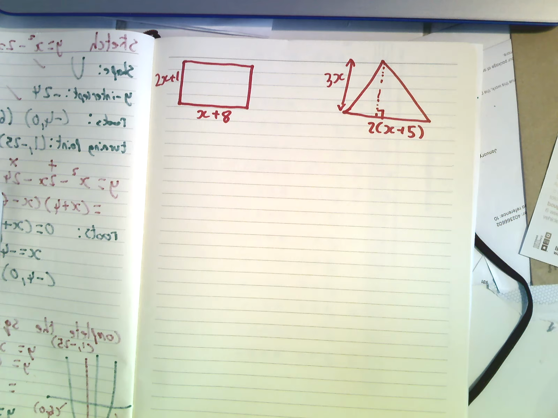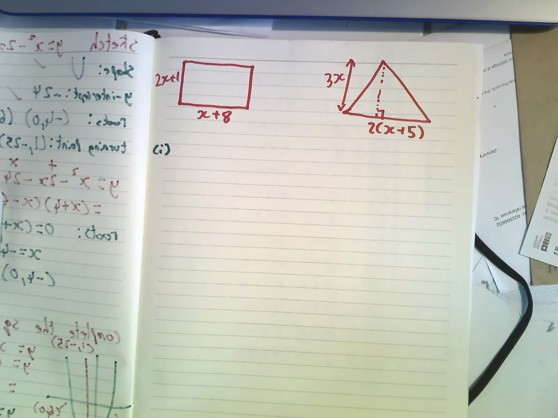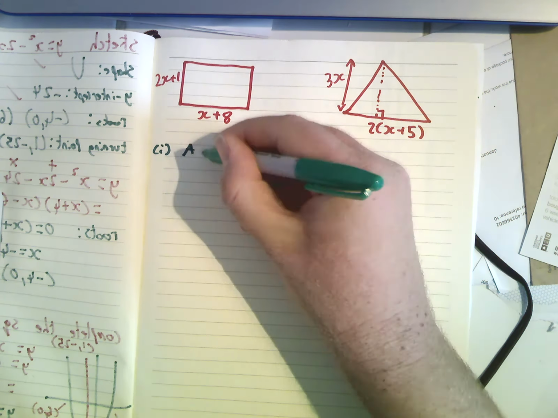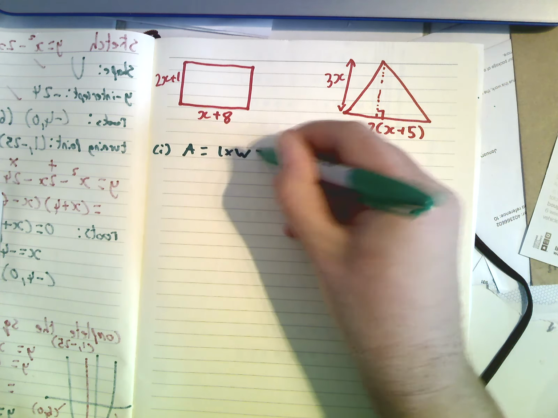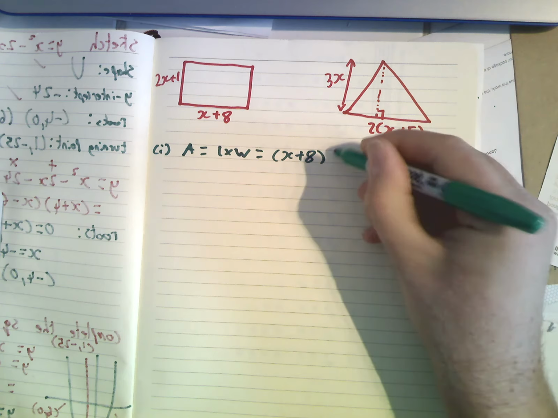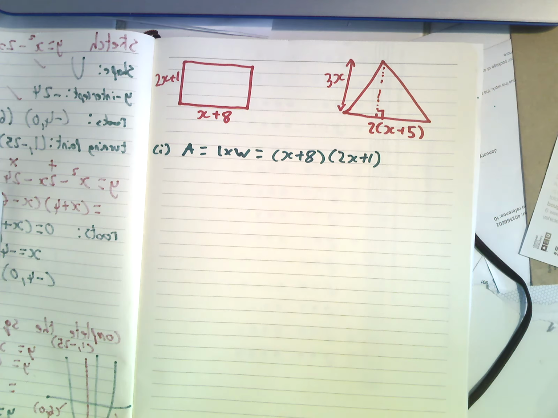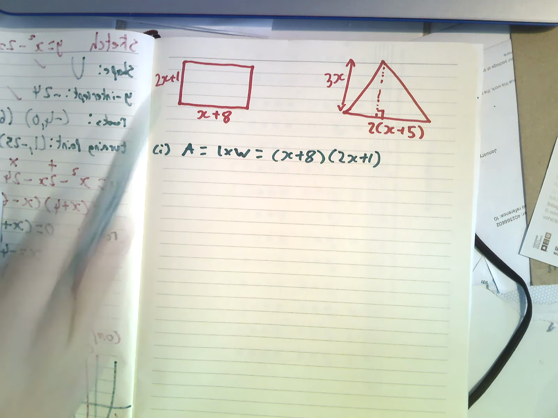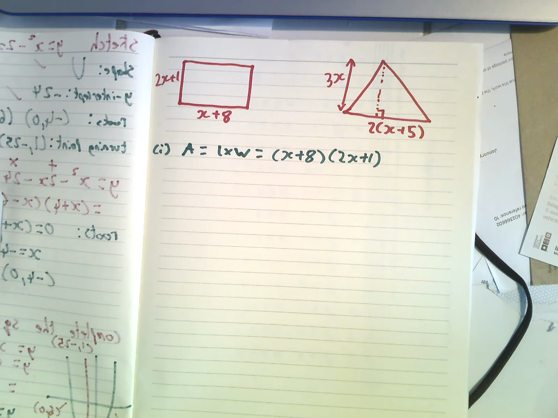So this is an actual past paper question, and the first part of this question is to write down the area of the rectangle, and it wants you to do that as an algebraic expression. So the important thing to remember is the area of a rectangle is going to be the length times the width. So in this case, the length, we can call it this one here, is x plus 8, and the width is 2x plus 1. Okay? And that's it. Job done. You've done it. It wants you to express the area of this rectangle using algebraic terms. We've done that.